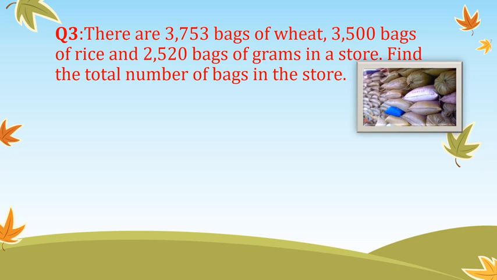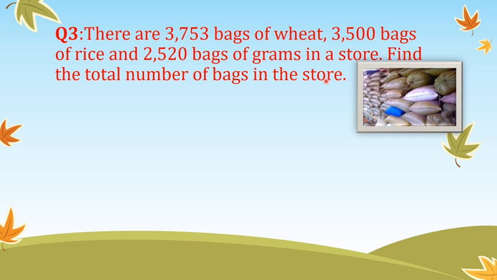Let's do one more question. Here the word problem says, there are 3,753 bags of wheat, 3,500 bags of rice, and 2,520 bags of grams in a store. So now we are seeing here three information. Earlier we have seen only two numbers were there, right? Now we are seeing there are three numbers given over here. And then the question says, find the total number of bags in the store.